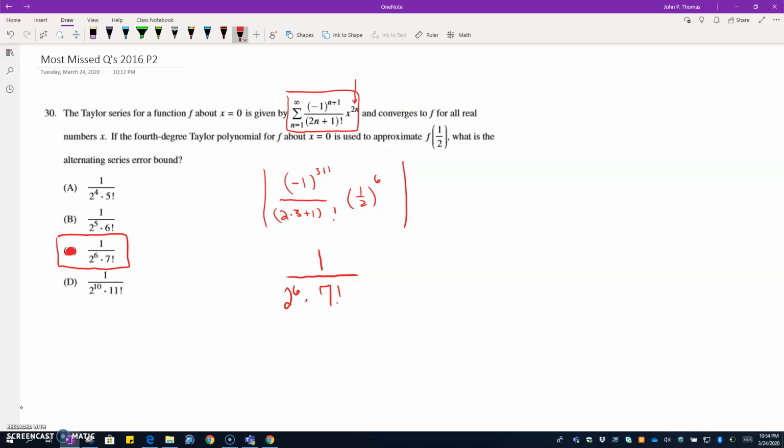Again, we're just looking for the next term past the term that we're currently at. So we're at the fourth degree. The degrees on this are always even, so we're going to have to go all the way up to the 6th degree term to get our next term in the alternating series. Hope that helps. Thanks.